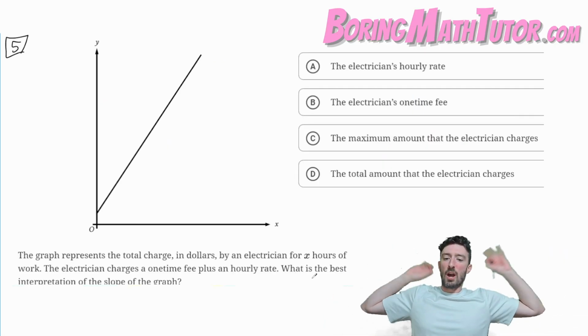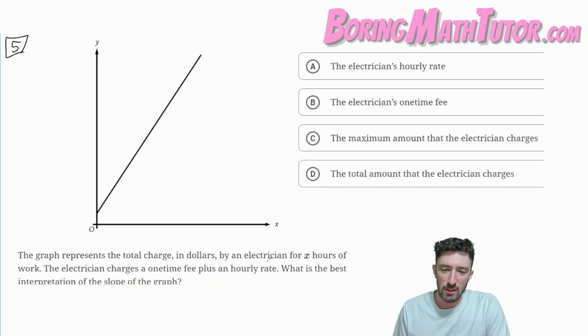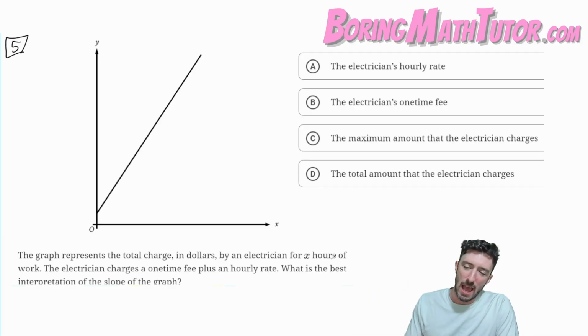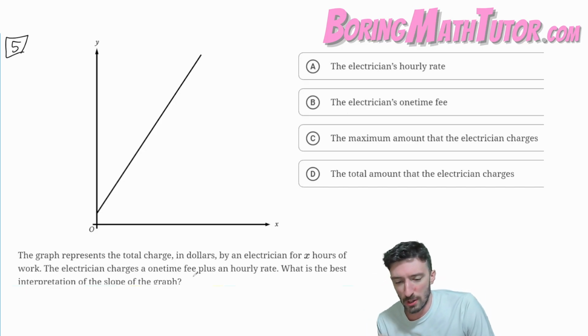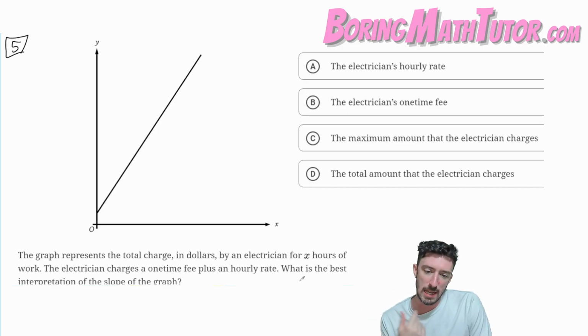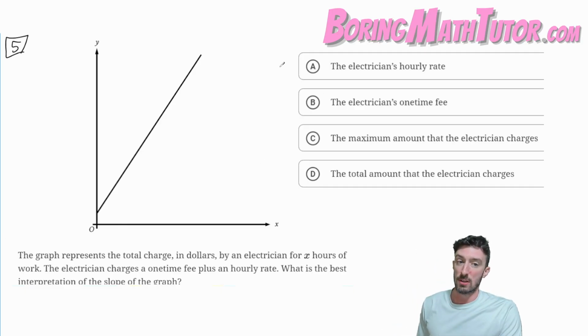We got ourselves another word problem. The graph represents the total charge in dollars by an electrician for X hours of work. The electrician charges a one-time fee plus an hourly rate. What is the best interpretation of the slope of the graph? Is it going to be his hourly rate? Is it going to be his one-time fee?